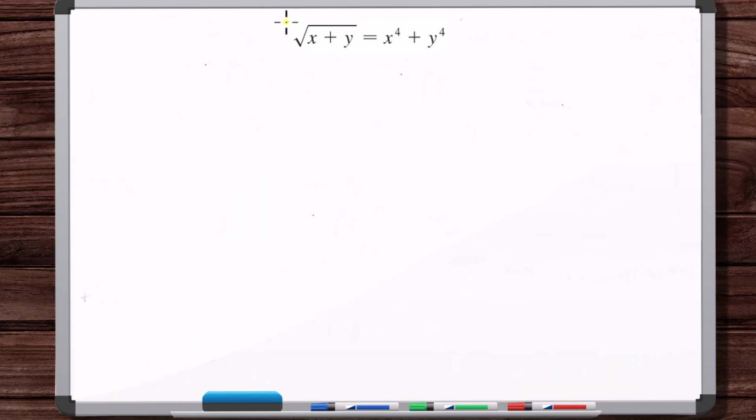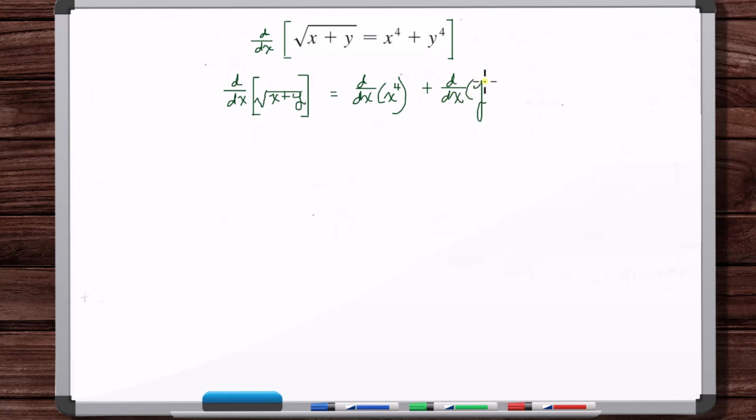Okay, let's take the derivative of this entire equation. So we've got, just to make sure that this is clear, okay, so let's do each of these derivatives.